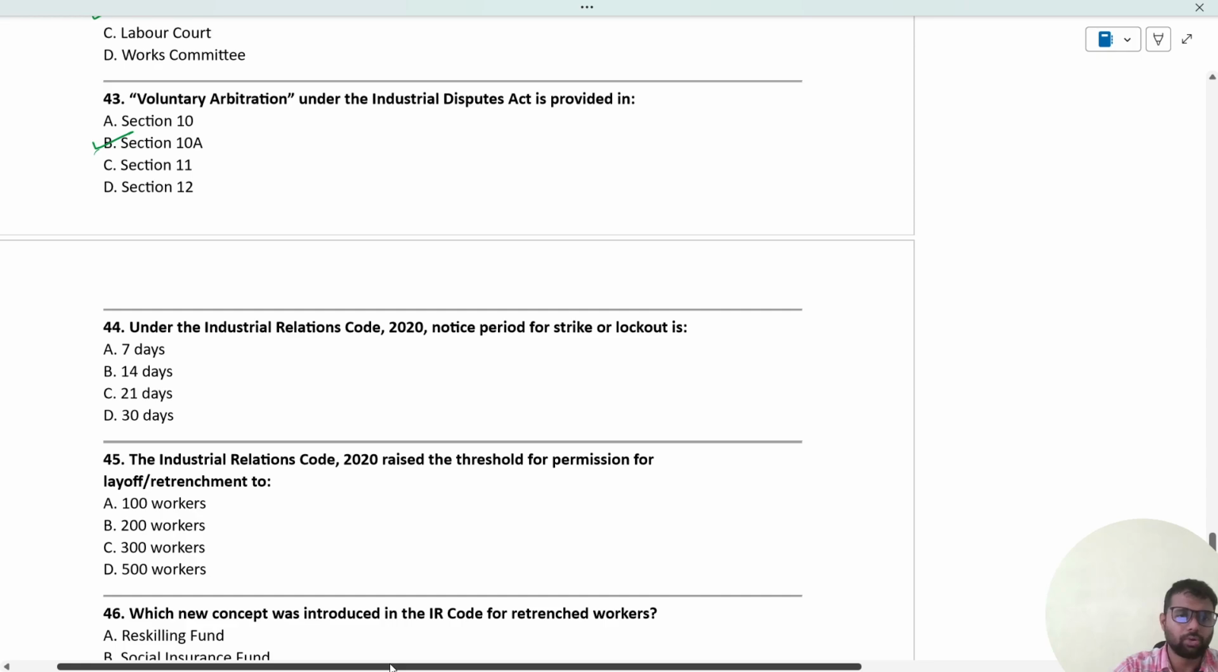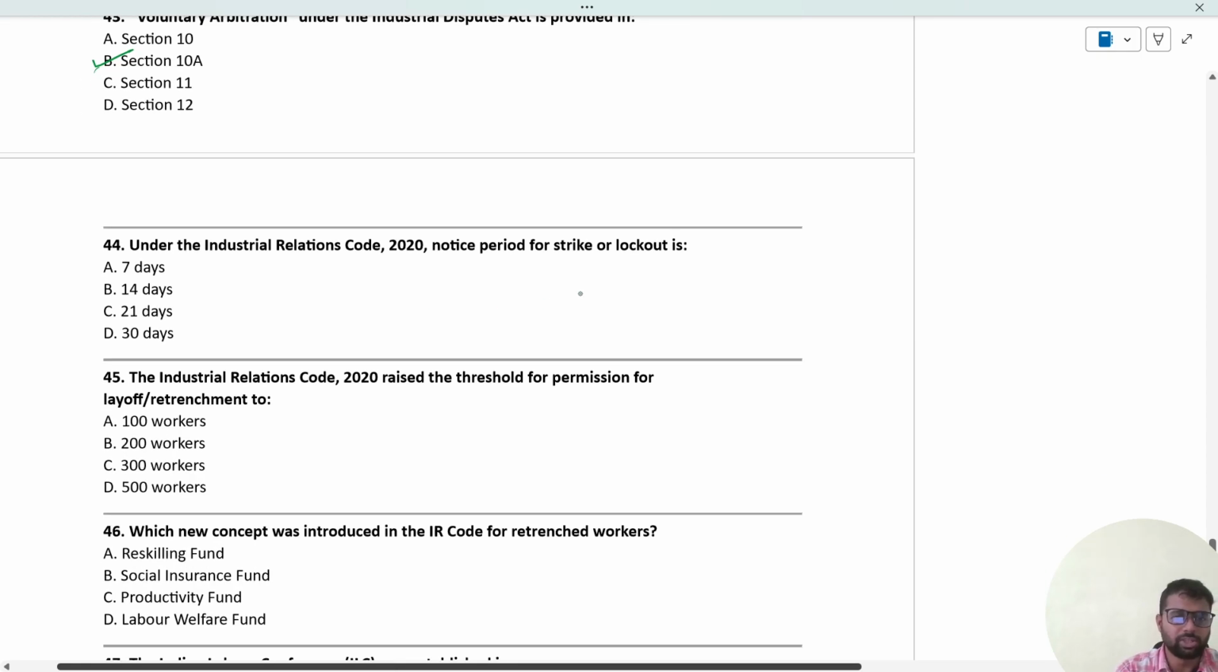Under the Industrial Relations Code 2020, the notice period for a strike or a lockout is, see, there is a mandate for 14 days of notice for all establishments. So the correct answer would be option B, that is 14 days.